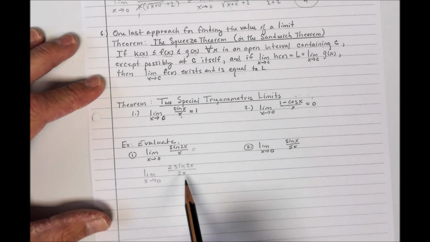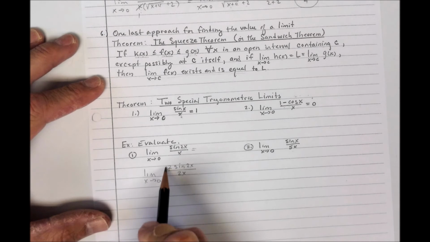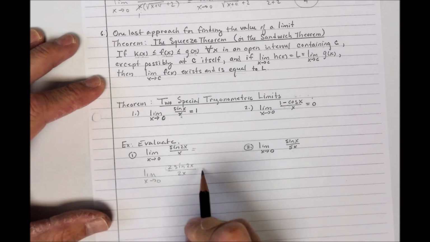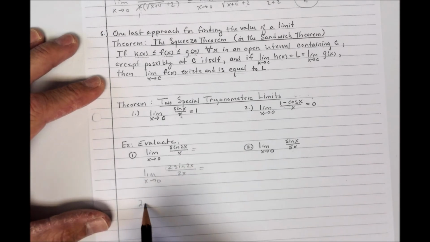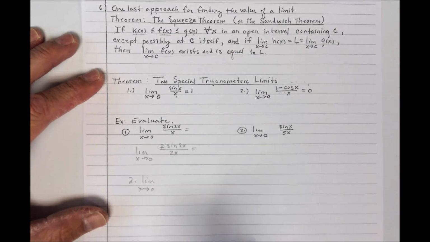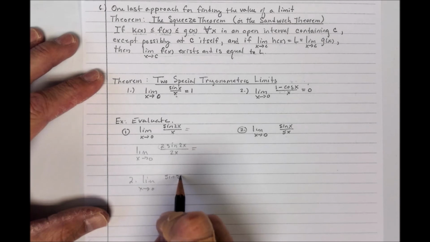The reason I did that is because the expression 2x here and the expression here need to be the same. So now I have a 2x here, a 2x here, and I also have a 2 out in front. But when I am multiplying by a constant, I am allowed to have that scalar out in front. So I'm going to think of this as 2 times the limit as x goes to 0 of the sine of 2x over 2x. Hopefully you can still see this okay.